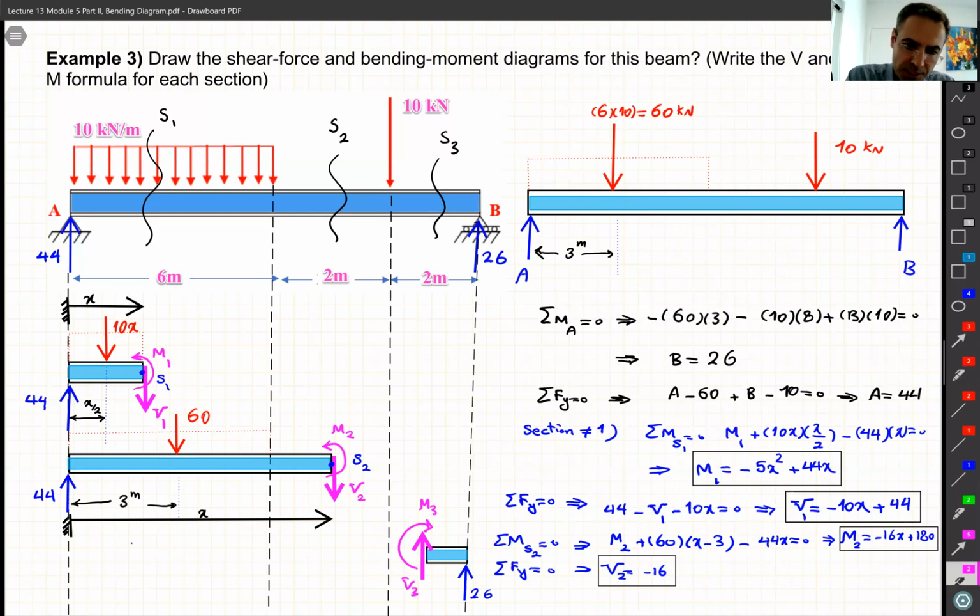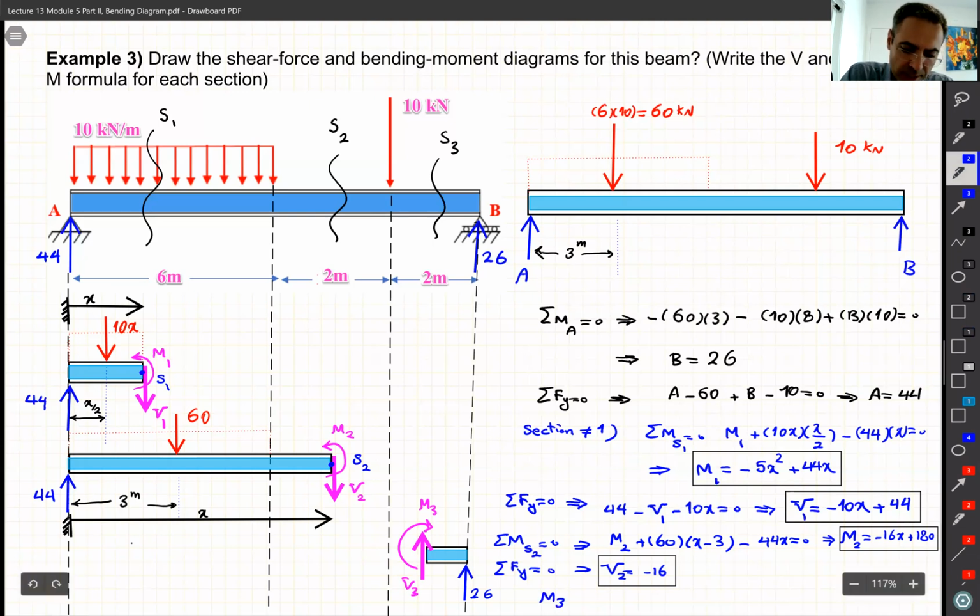So this portion is easy because there is nothing there. If we use our equation, we are going to find out that M3 is minus 26x plus 260, and V3 is going to be minus 26. Right? Please write down the equation later yourself and see if you get the same values for V3 and M3.